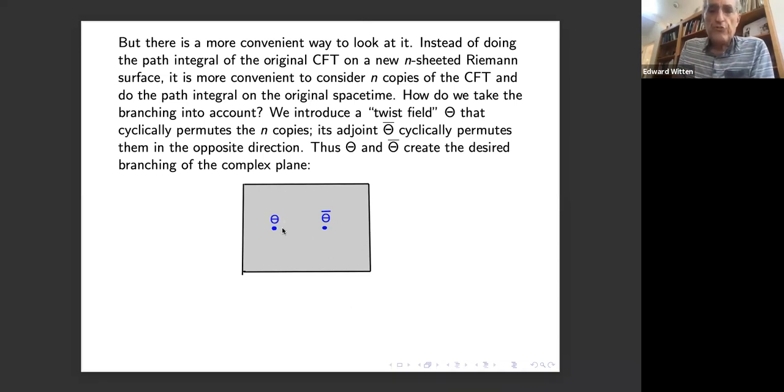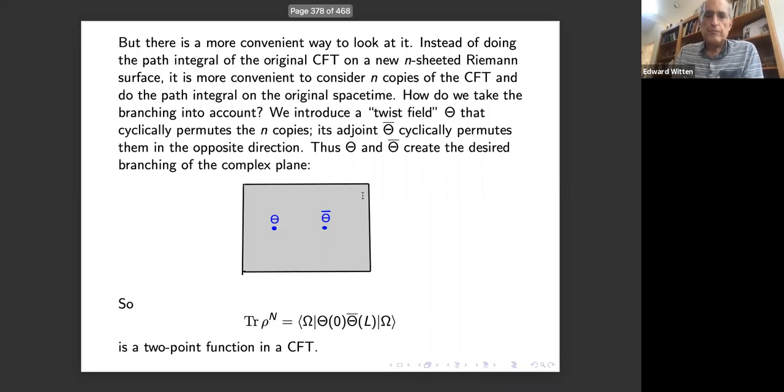So I've drawn the complex plane with an insertion of theta and an insertion of theta bar. Now you're supposed to imagine we have n copies of a CFT, which locally corresponds to n sheets, an n-sheeted cover of the Riemann surface. But when you go around theta, the n copies of the CFT are cyclically permuted. When you go around theta bar, they're cyclically permuted in the opposite direction. If you went around the big circle, they're not permuted. So theta and theta bar create the desired branching of the complex plane.